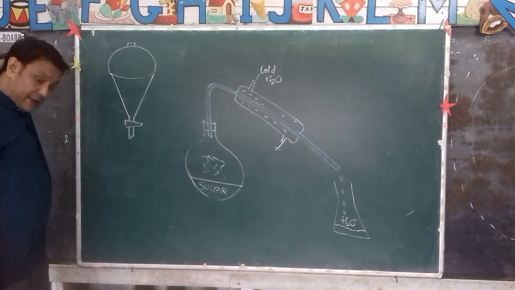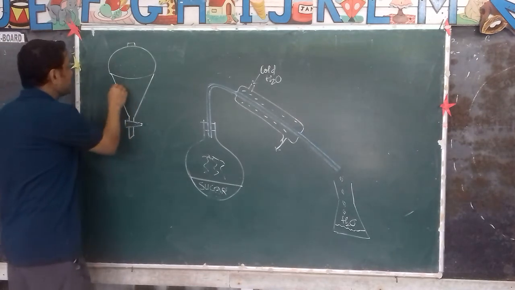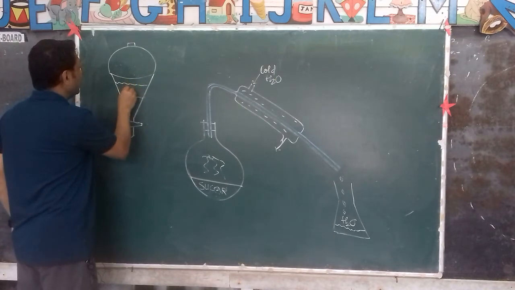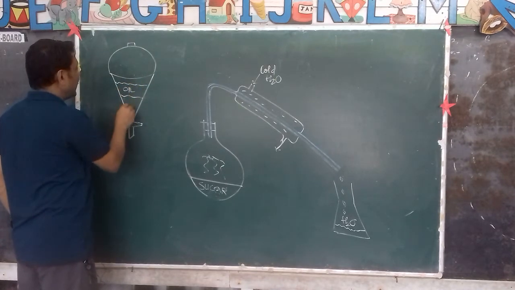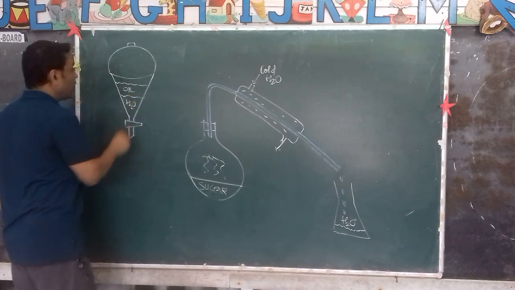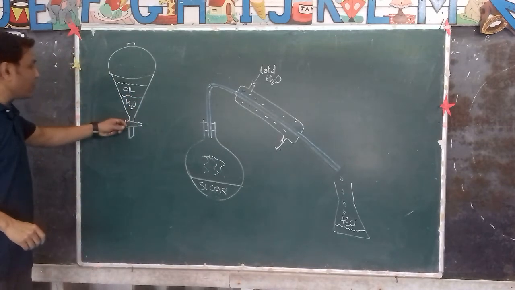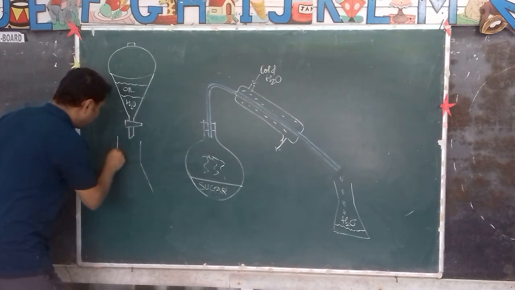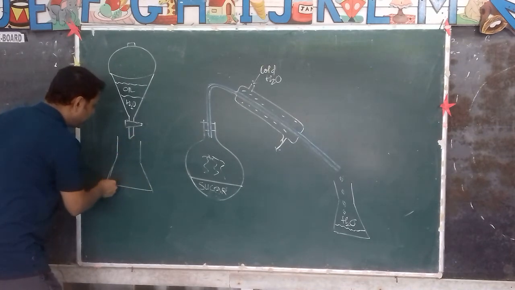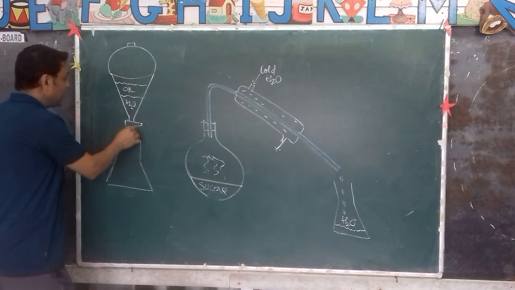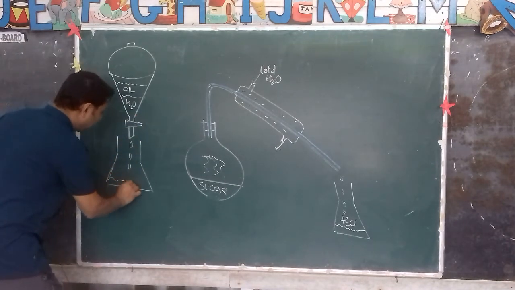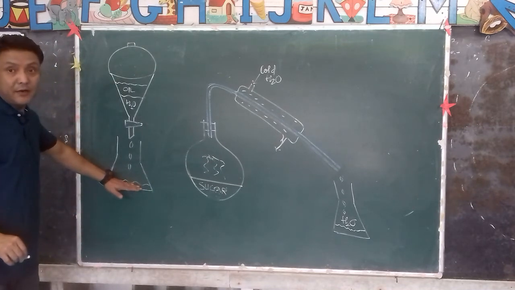Now this is the separating funnel. We have an immiscible mixture of oil and water. This is the oil and this is the water. All we have to do is open the cork, and we have a receiver here. Now slowly, drop by drop, the water will flow down and it will be collected in the receiver.